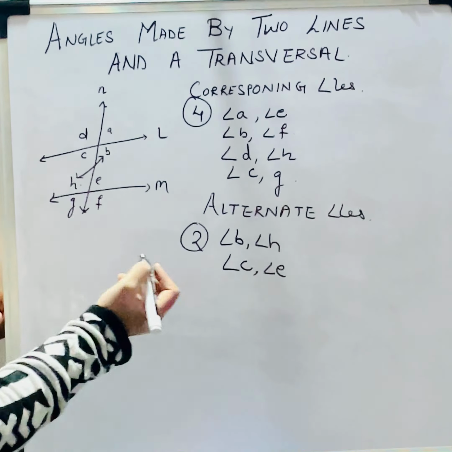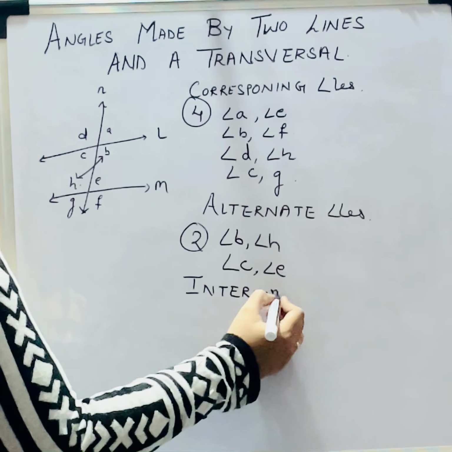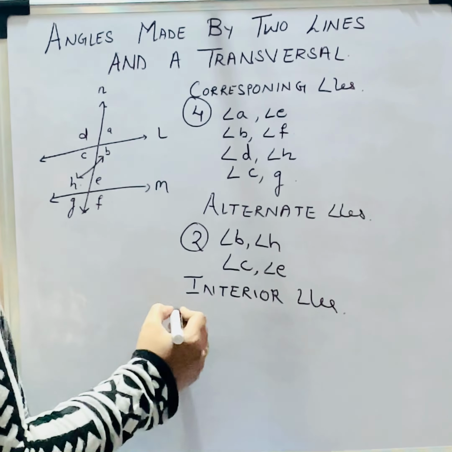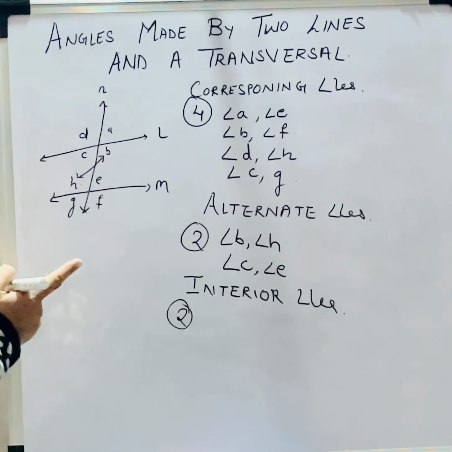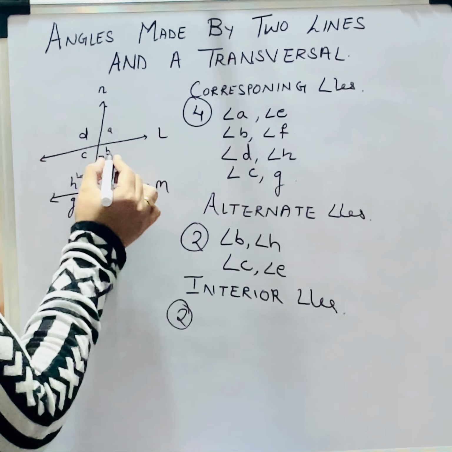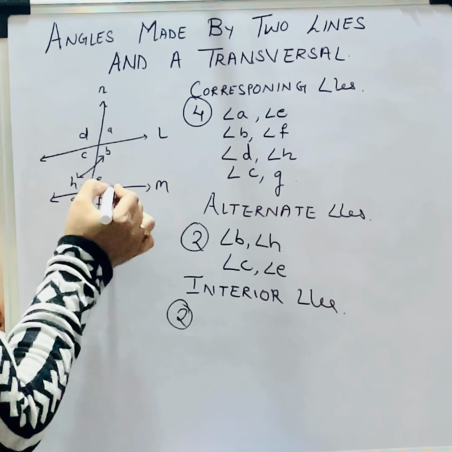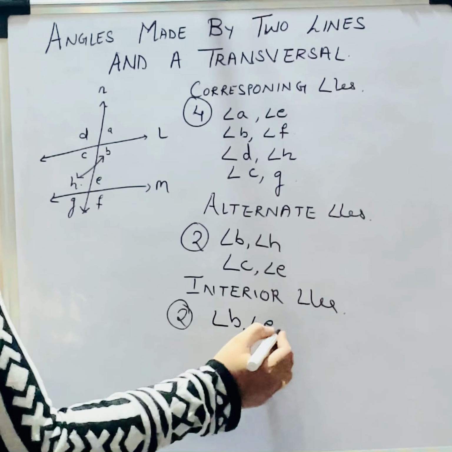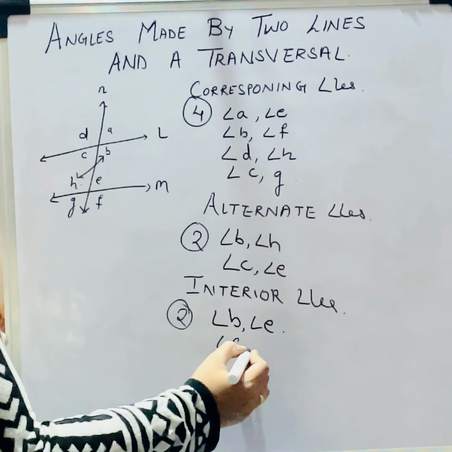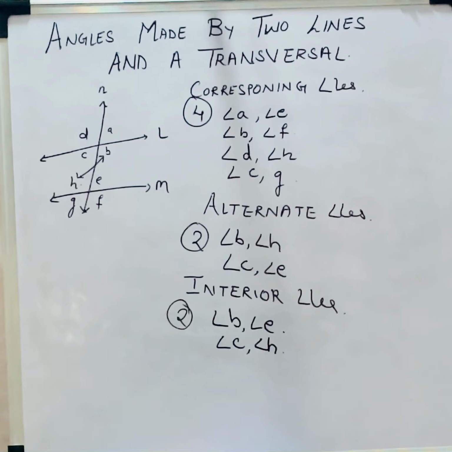The third type of angle formed are the interior angles. Again, two pairs of interior angles. The two pairs of interior angles lie on the same side of the transversal and between the two given lines. Here you can see angle B and E, which are on the right of the transversal between L and M. So angle B and angle E, and the second pair is going to be angle C and angle H. These are the three types of angles formed by two lines and a transversal.